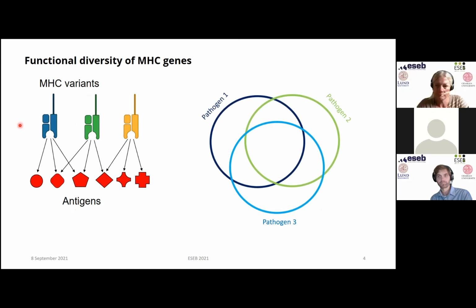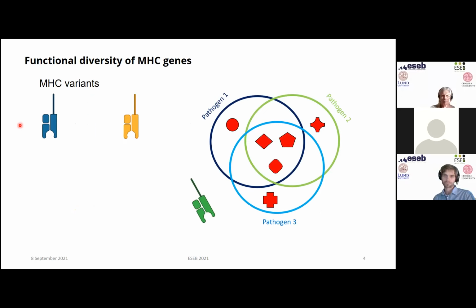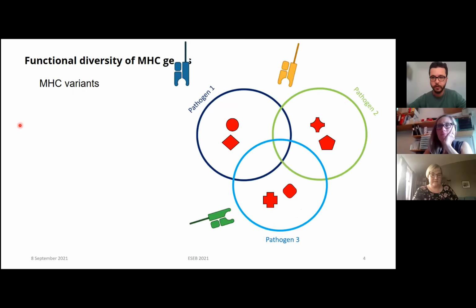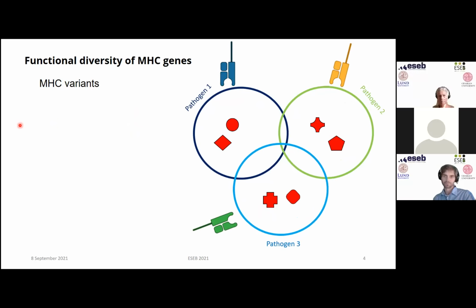So we may consider different scenarios. For example, if the sharing of antigens between different pathogens is high, then a single MHC allele that can bind to these shared antigens might be enough to mount an effective immune response against all these pathogens. But if the sharing is too low, then we will require distinct MHC molecules, potentially recognizing different pathogens.